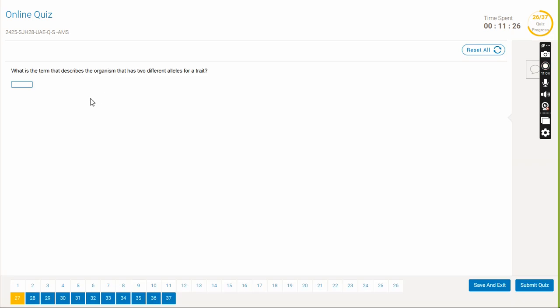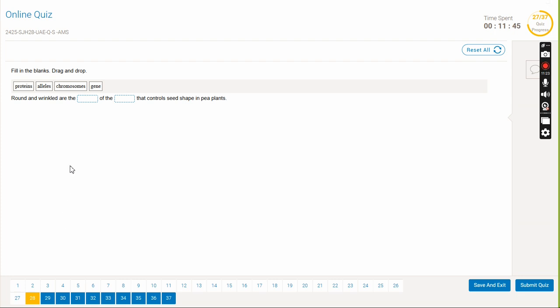So here, what is the term that best describes an organism that has two different alleles for a trait? So whenever they have two different alleles, hybrid. Now look here, they're not talking about the genotype of the two different alleles, just two different alleles. We'll call it hybrid. So this is why I'm saying be careful about the definitions.